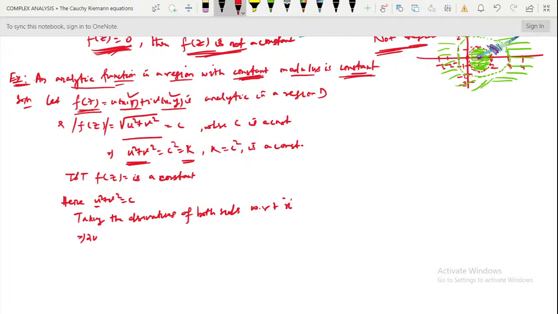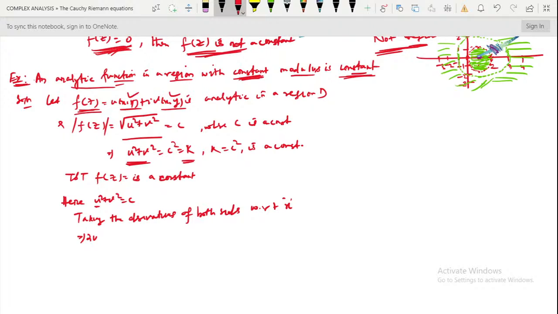Since c is a constant, if v by u is a constant, then how will we show that this f of z, which is u plus iv, is a constant? So since v by u is k, this implies v is equal to k into u. So this implies vx is equal to k ux. vx means derivative of v with respect to x. So v is equal to k u, vx is k ux and vy is k uy.